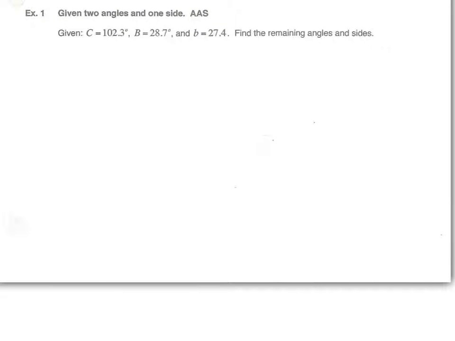So let's look at example 1. And you don't really know what your triangle looks like when they give it to you. But this particular one, they've given you angle C, angle B, and side B. So you have angle B and the side opposite angle B. And so we're going to draw a sketch of our triangle. And I do know that I have an obtuse angle, so I'm going to draw my triangle so it looks like this.